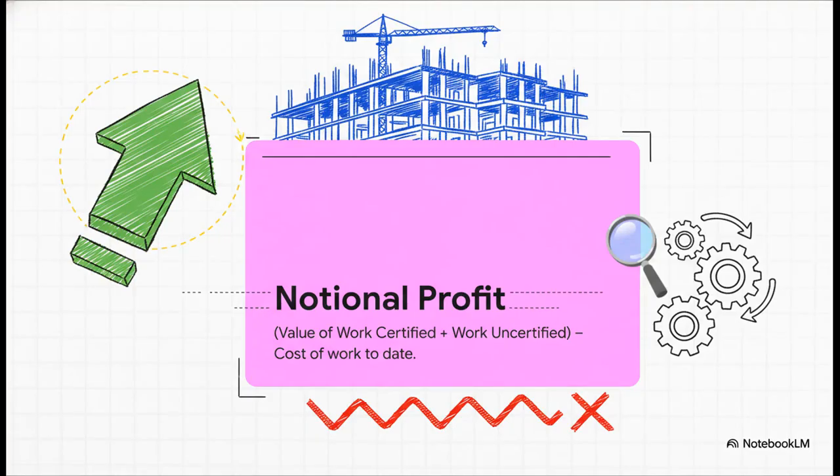So first, we have to calculate something called notional profit. Now, it sounds like a fancy term, but the idea is actually pretty simple. It's the on-paper, estimated profit for the work we've done so far. You just take the total value of all your work, both certified and uncertified, and subtract all the costs you've racked up to get there. It's not our final profit number, but it's our starting point.